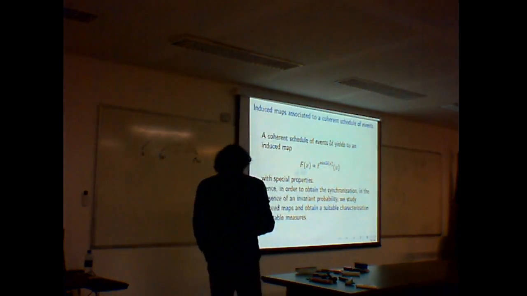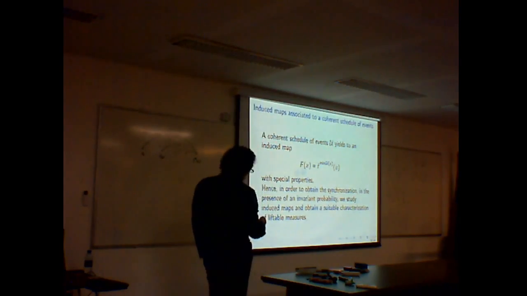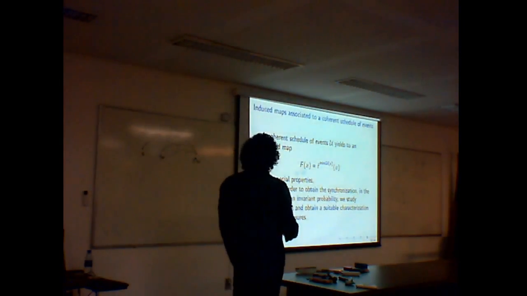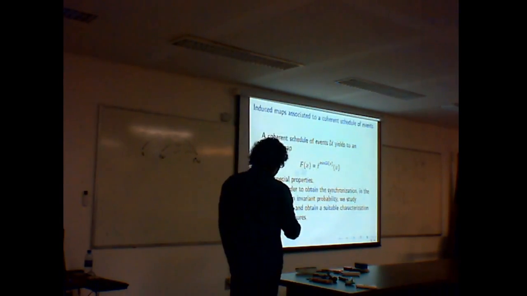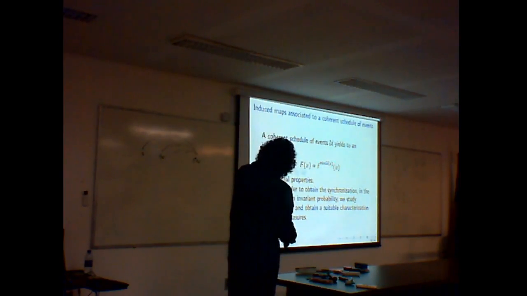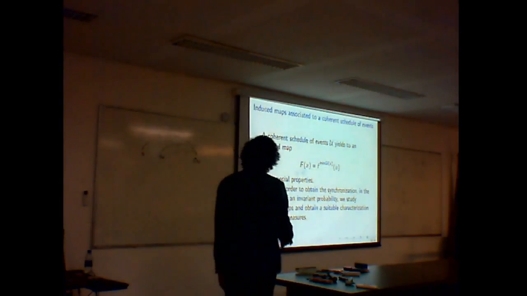And let me say that when you have a renewal schedule of events, that is an event that satisfies the two properties, you can consider this kind of induced map, that is the first moment that your event is going to occur here. And in this case, for a renewal schedule of events, you have a very good property for this induced map.